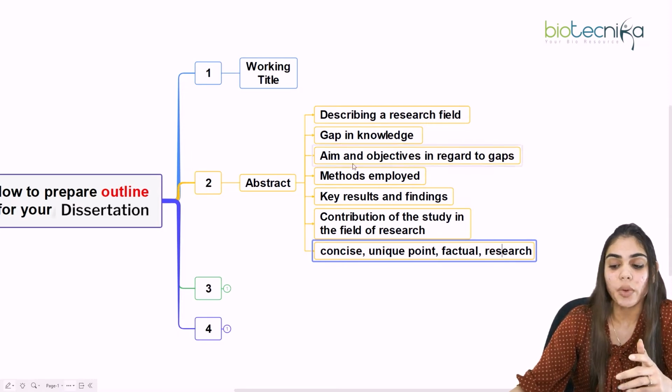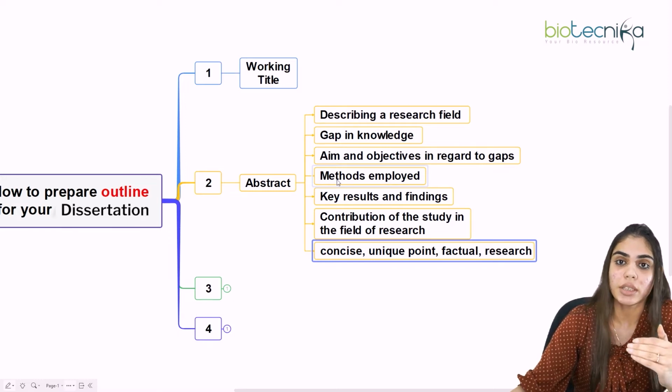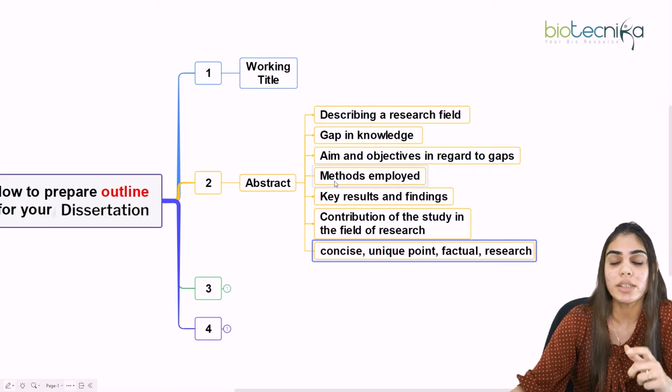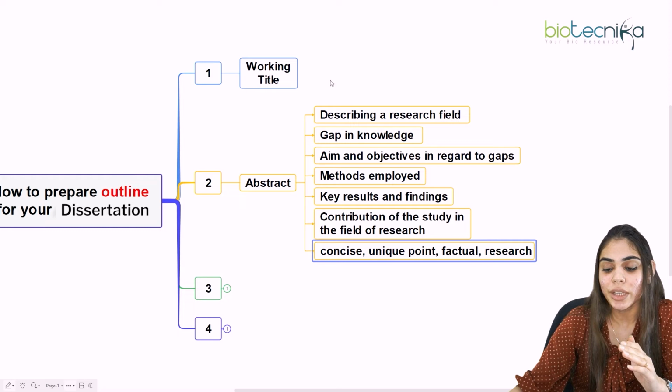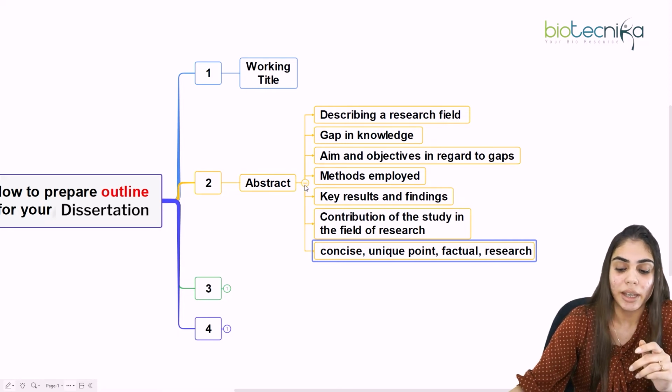All these points that I have mentioned are in chronological order, so you have to maintain the sequence. You have to write the gist of your research work, but that should not be more than one paragraph. So you have to take care of all these points and write the abstract.